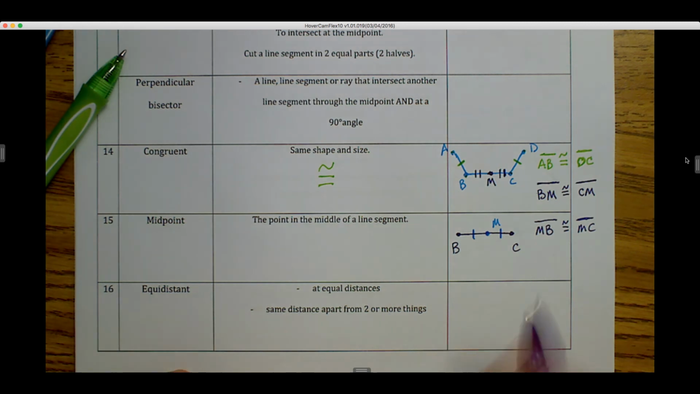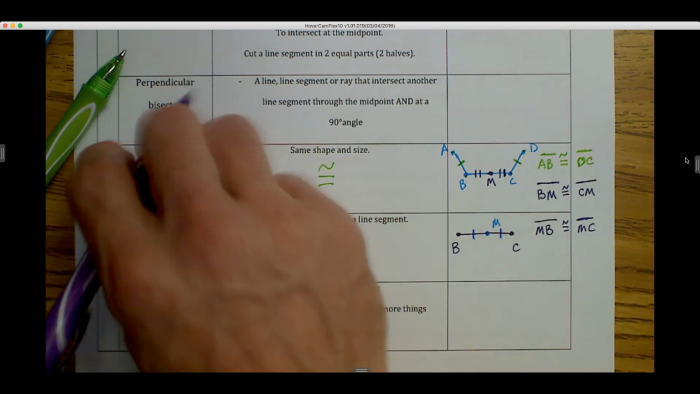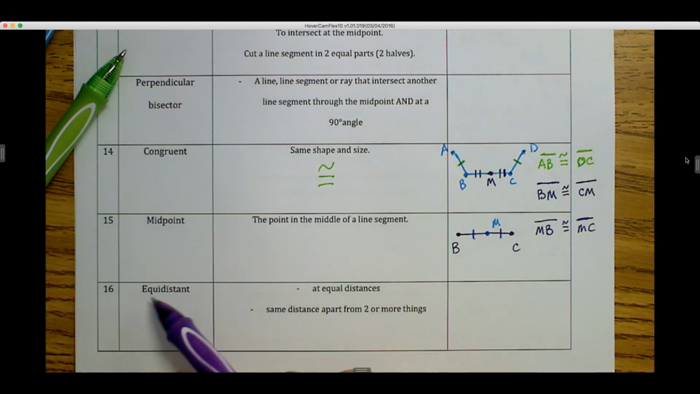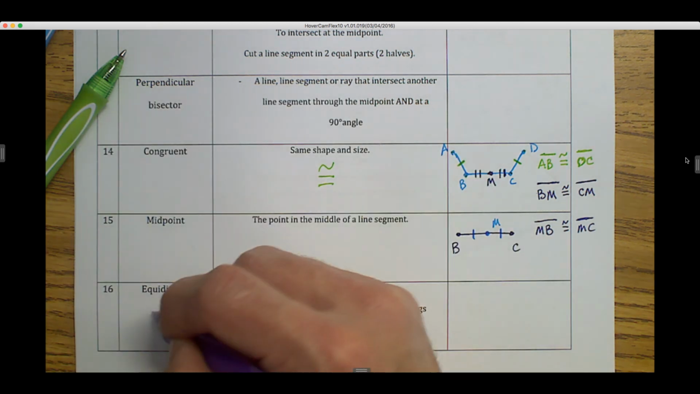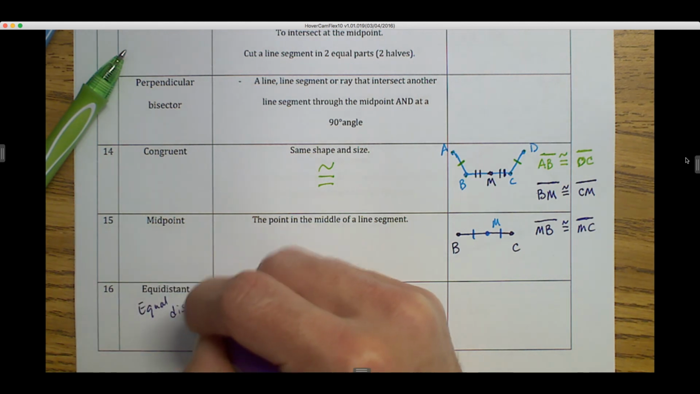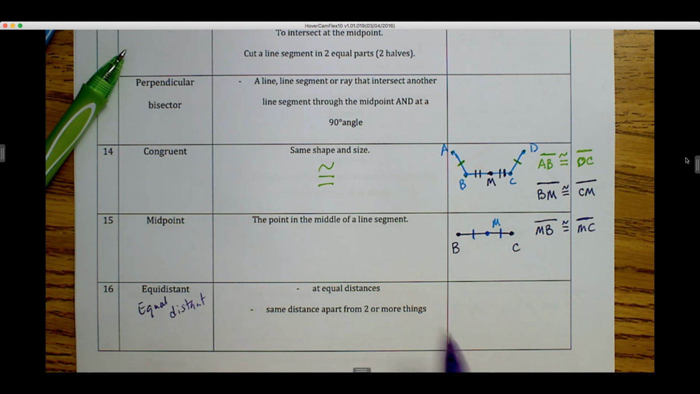That would be a midpoint. Usually use M for the midpoint. Equidistant. Equidistant kind of looks like equal and then distant. So it's at equal distances.